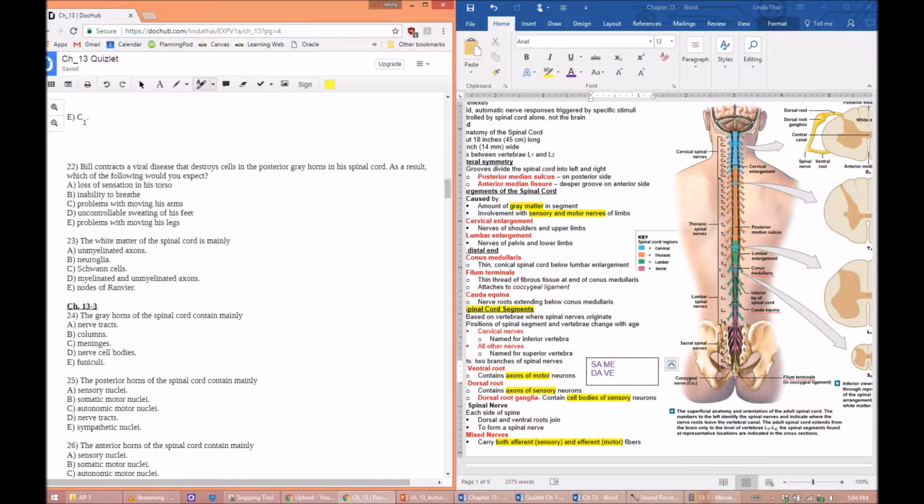Bill contracts a viral disease that destroys cells in the posterior gray horns in his spinal cord. As a result, what will happen? So posterior is the same thing as dorsal. So it's going to affect the axons of these sensory neurons. So the answer is A. Loss of sensation in his torso.